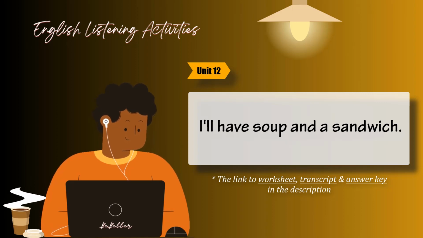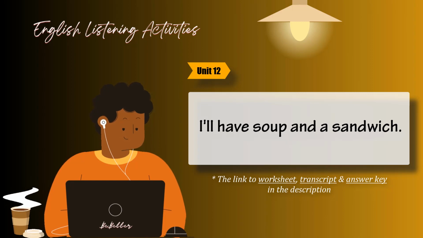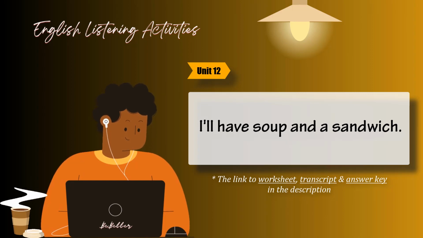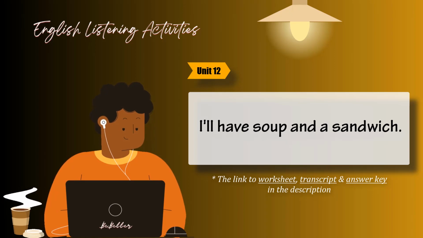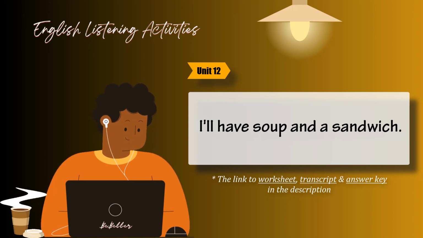Ordering food and taking orders. Sample dialogue. Are you ready to order? Yes, I'll have the roast beef and the garden salad, please. What kind of dressing would you like? Thousand Island, please. Anything to drink? I'll have an iced tea. Okay, coming right up.